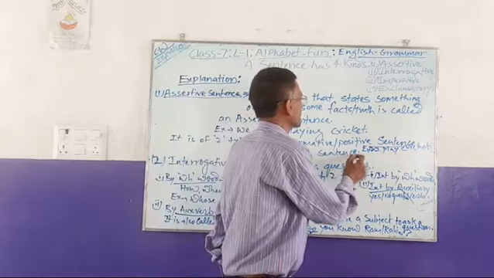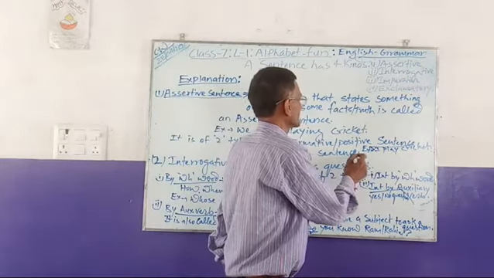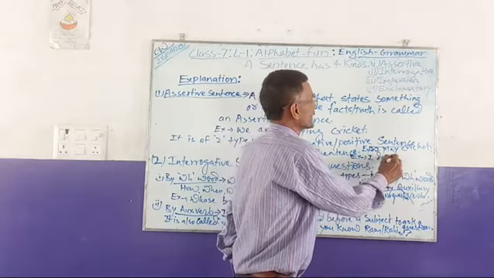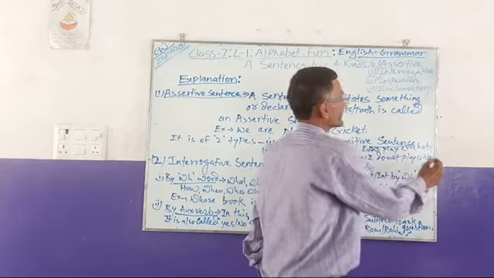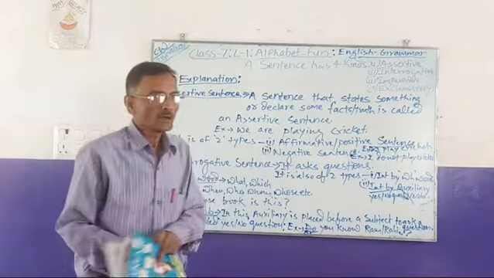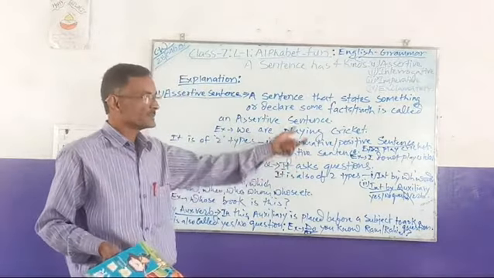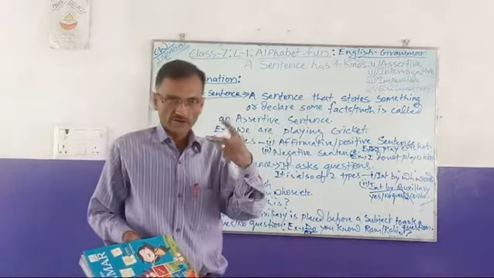While for a negative sentence, we only have to add no or not. Like I do not play cricket. I do not play cricket. It is a negative sentence. Like that, now we have understood these two kinds of assertive sentences.